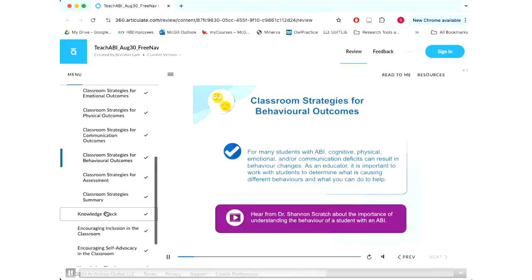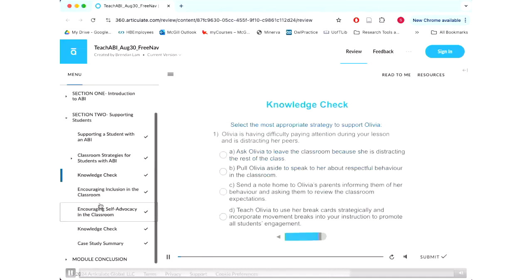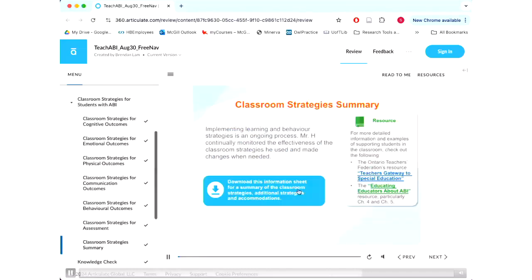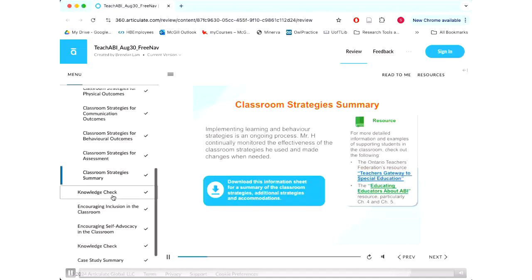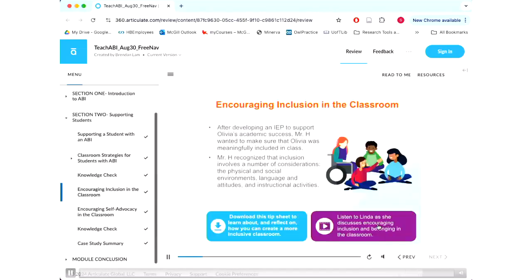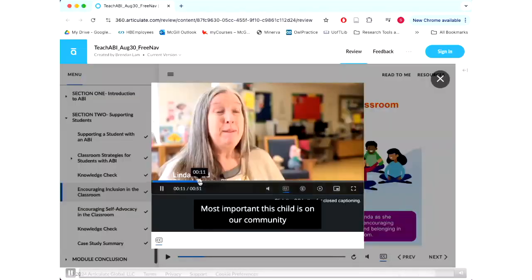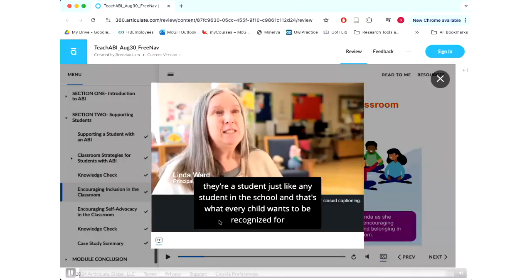The module has different features to engage educators and offer further learning opportunities, including knowledge check questions, downloadable tip sheets that summarize module information, links to external resources that dive deeper into concepts discussed in the module, and embedded videos from a neuropsychologist, school principal, and people with lived experience of ABI.